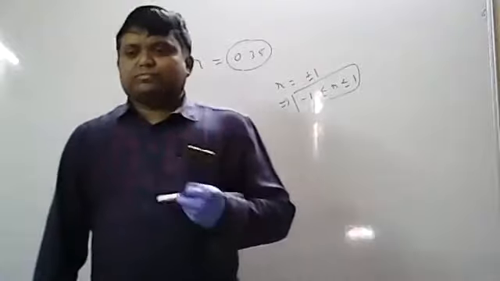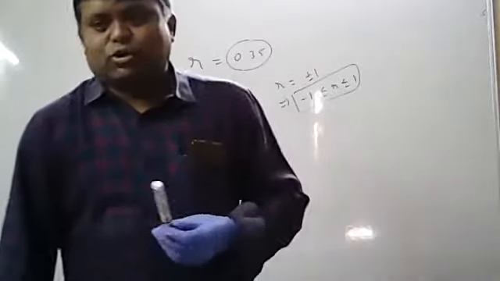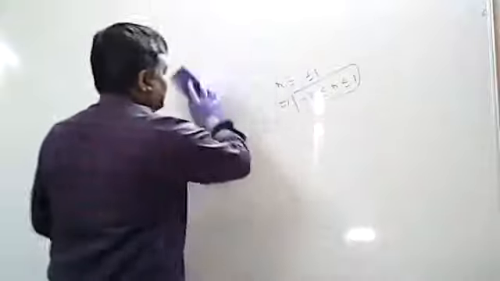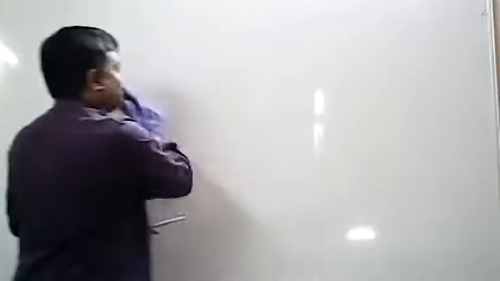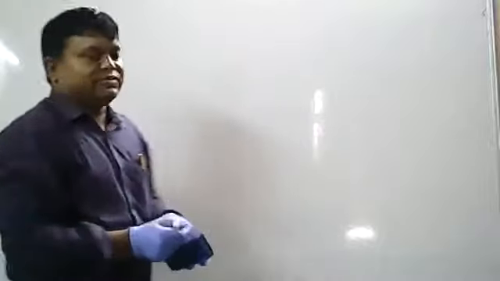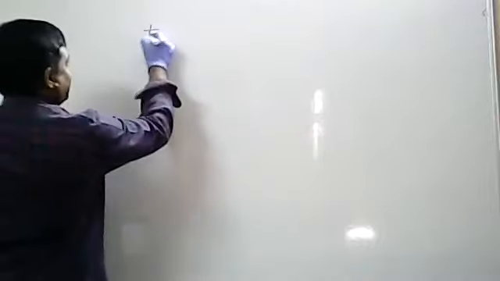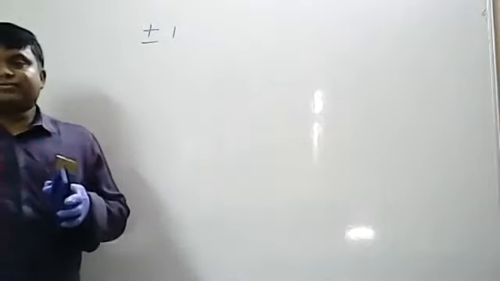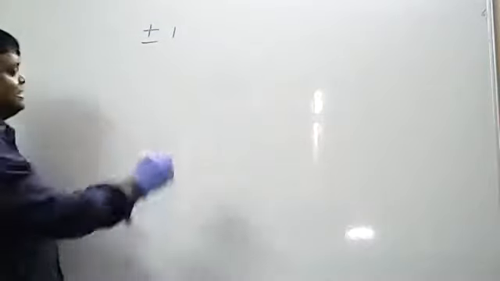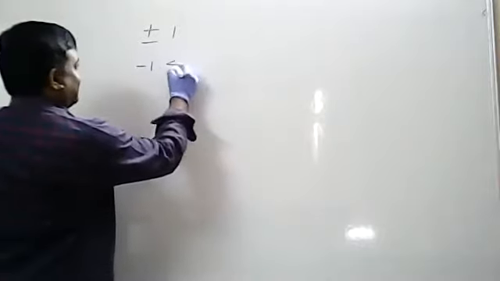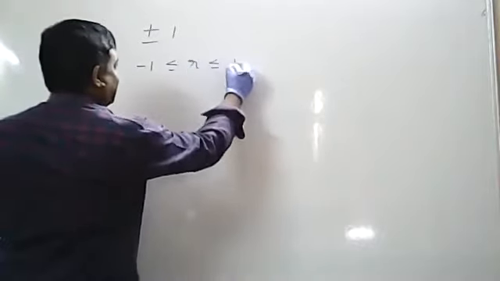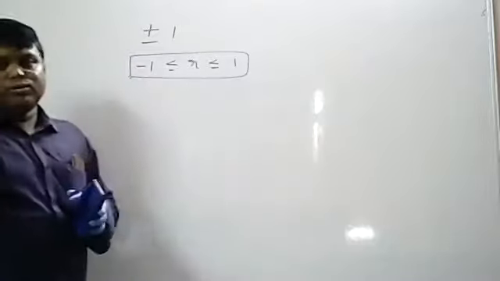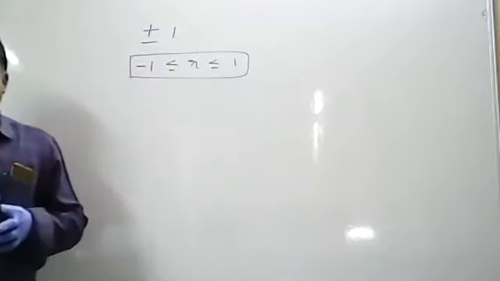Property number 2. Limits of correlation coefficient is plus or minus 1. That is, minus 1 is less than or equal to r is less than or equal to 1.